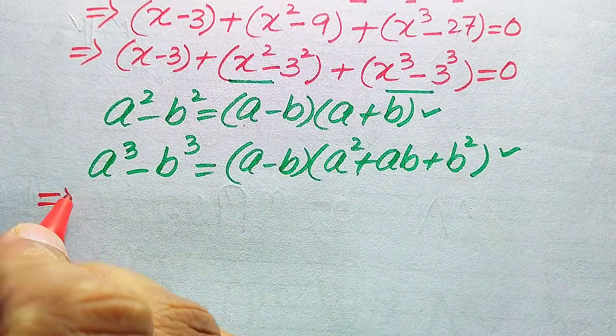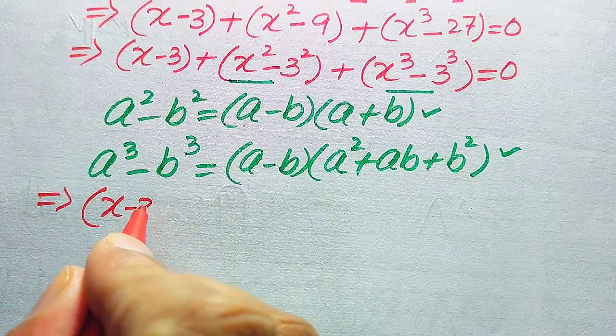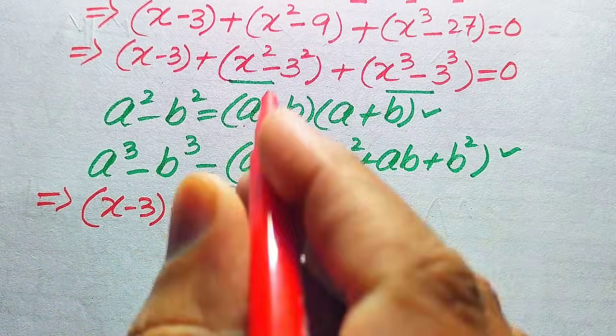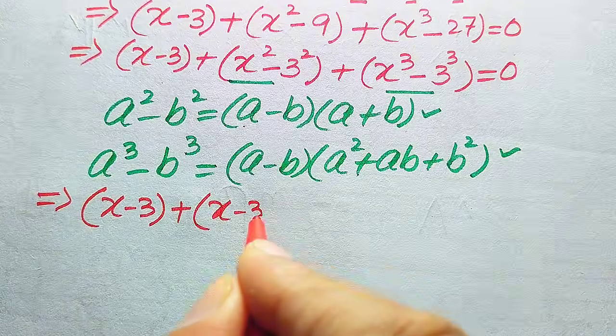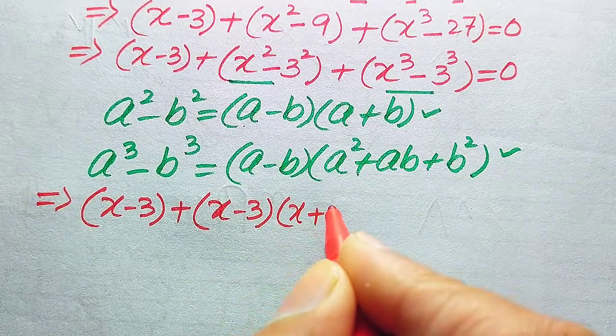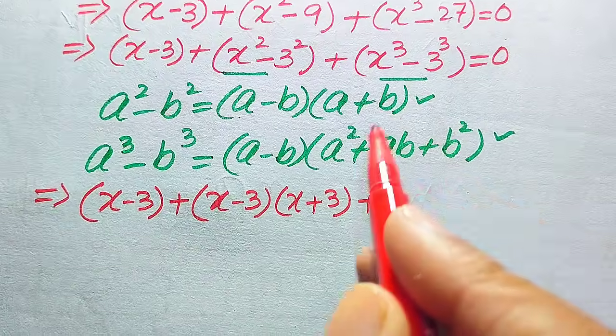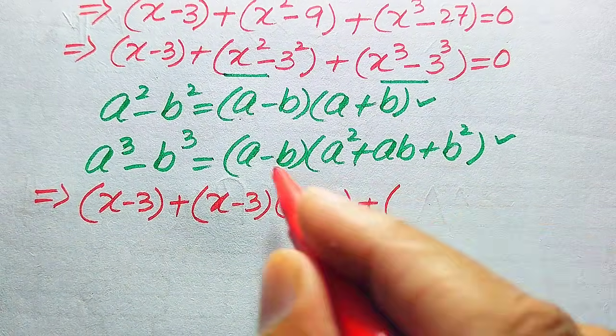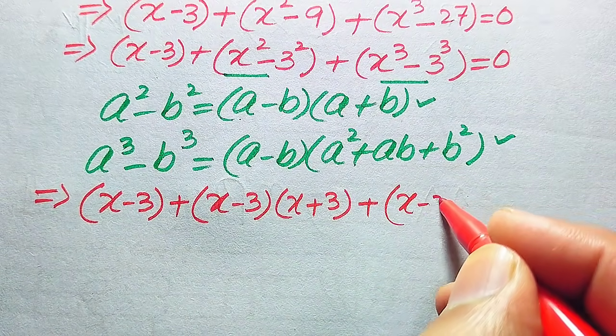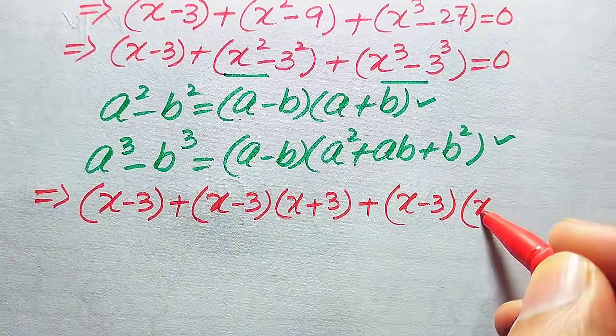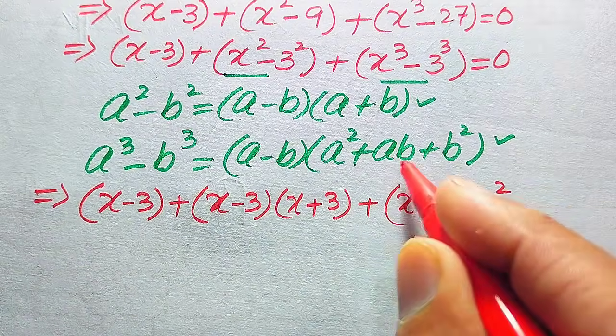So here first we need to use the square formula on this term. So after applying this formula, it will be written as x minus 3 plus x minus 3 times x plus 3, and plus when we apply the cubic formula here, it will be written as, first you have a minus b, it becomes x minus 3 into x square plus ab.